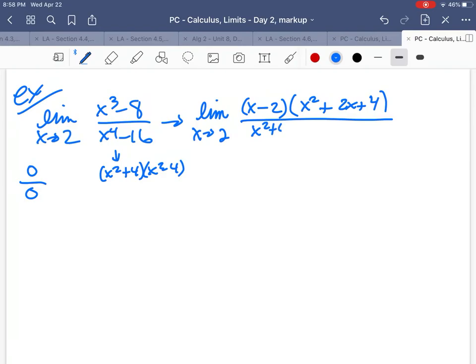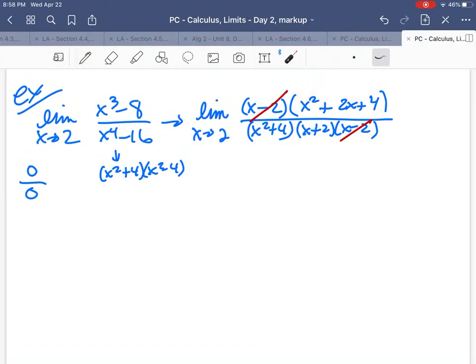Well, x squared plus 4 is done, but x squared minus 4 can break up into x plus 2 and x minus 2. And so right there, that was key, because I see that the x minus 2's go away. And that was what was causing me to get the 0 over 0. So now that I have only this numerator and denominator left, now everything's great.